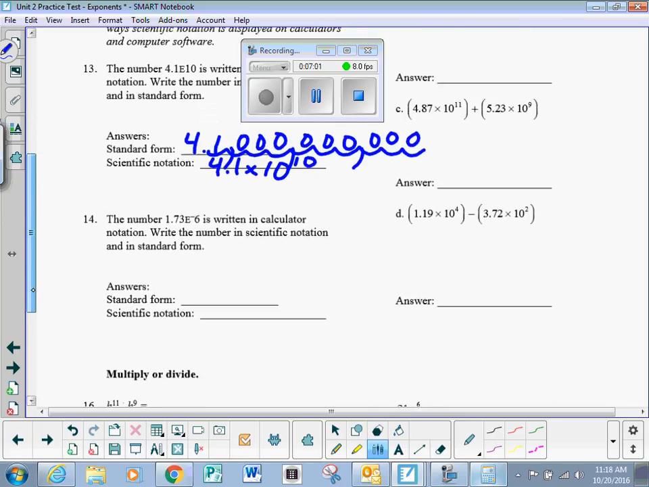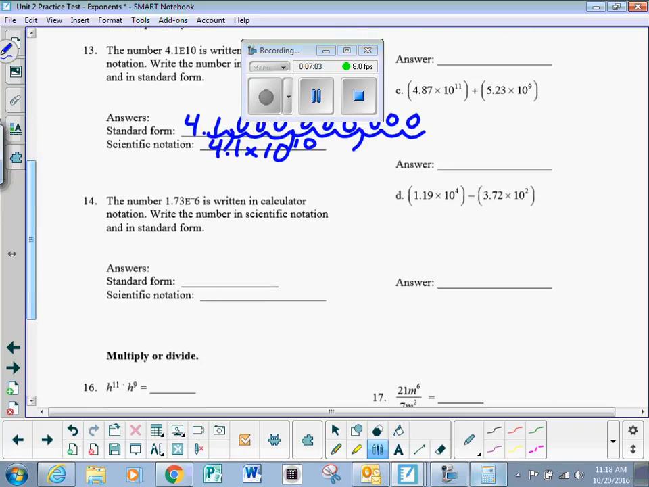Okay, 14. Same dealio. 1.73 e to the negative 6. Okay, those should be gimmies, I hope. That's supposed to be really, really easy. And then what would that be? Well, it'd be 0.0000173. 1, 2, 3, 4, 5, 6. Yep, that's it. Okay? So those would be worth 2 points. 1 each. Yes, Ellen.